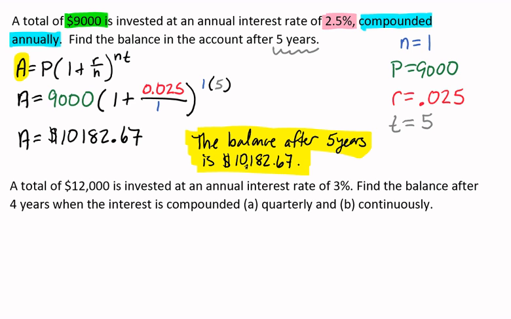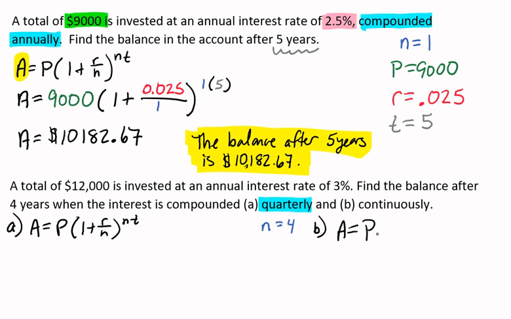So here it's asking us to do 2 things. Quarterly is going to refer to the number of times per year, and quarterly there are 4 quarters in a year. Continuously is going to give us our other function. So our first function that we're going to use for quarterly, for part A, is going to be the one that we just used. But for part B it is going to be A equals P times E raised to the RT. So we still need our values. We still need to know what our principal amount is.